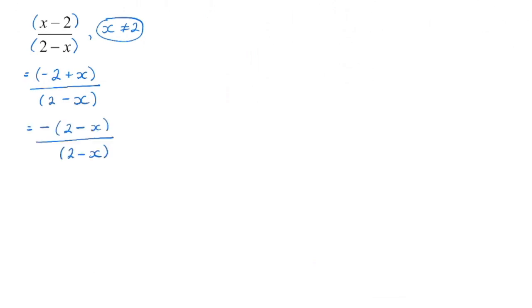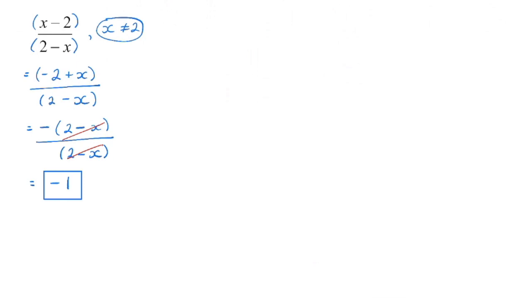When I do that, you can even check by redistributing: a negative times a 2 would give me back that first term, and a negative times a negative would give me back that second term, and the denominator is the same. Now I've got 2 terms that are identical, so I can cancel those out, and the only thing we're left with is this -1, so my final answer is -1.